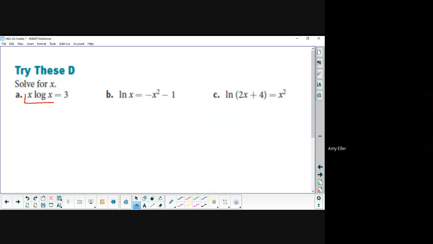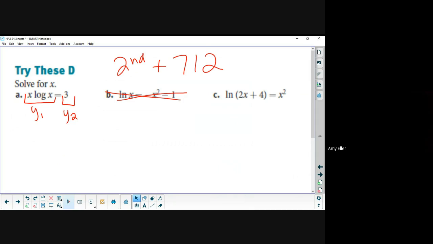So grab your calculator. You might want to clear your calculator because it might have a window of like 24,000. To clear your calculator, second plus 712. If you're borrowing mine, they've already been cleared. Plug this into y1, plug this into y2. We are going to skip B. If you finish A, we'll go to C next.